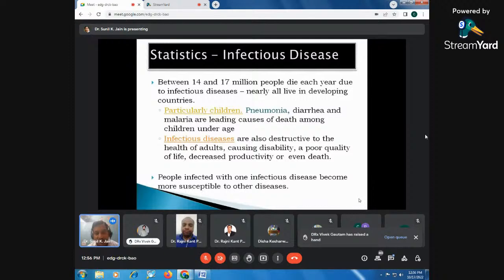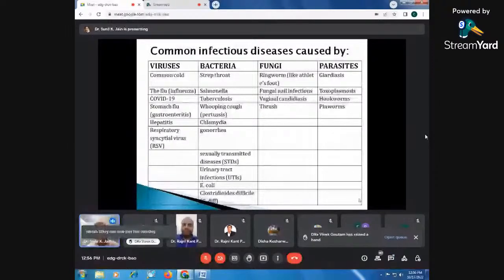Some common infectious diseases, as I told you, are caused by viruses, bacteria, fungi, and parasites. Viruses cause the common cold and influenza. Recently, we have come across the COVID-19 virus also, as well as stomach flu and hepatitis. Bacteria cause strep throat, salmonella, tuberculosis, and whooping cough. Ringworm is caused by fungi, and giardiasis and toxoplasmosis are caused by parasites. So there are many infectious diseases, and we require efficient treatment for them.